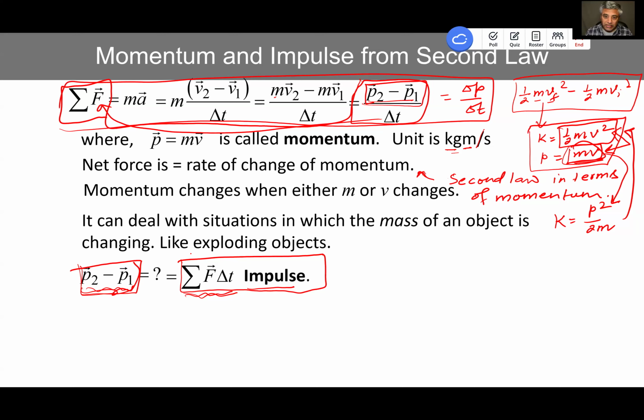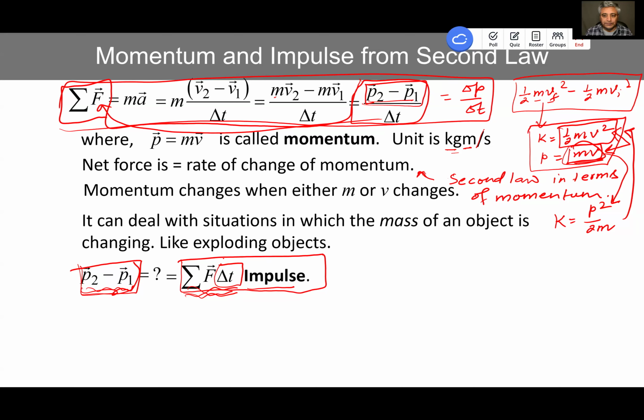So impulse is force exerted over a time interval. Impulse is not just force, not just time interval, but the product of both. So the longer the time you apply force, the larger the impulse. And of course, if you apply a large net force, then you have a large impulse as well. Overall, it's the product of these two. So that's the impulse. You see here, this is the time interval.